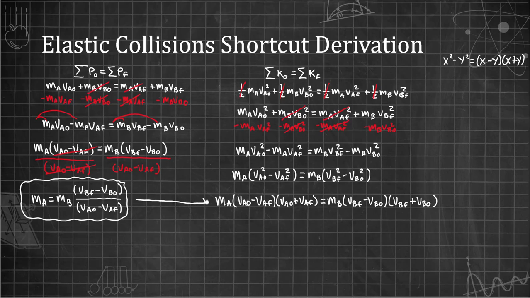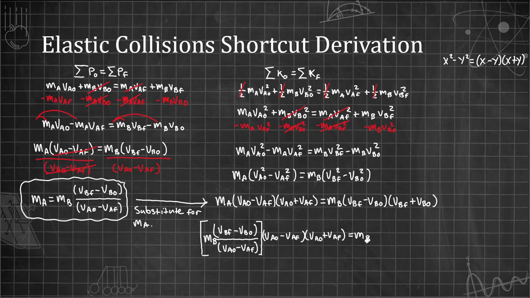Now what we see is that we have this expression for ma from the conservation of momentum, and we have an ma term in our conservation of kinetic energy equation. So we're going to substitute this expression for ma into our current equation. When we do that, we'll be able to cancel a bunch of different things out, and we'll show that in our next step. I used square brackets to show what the ma term was, which is now mb multiplied by the ratio of these two parentheses statements.